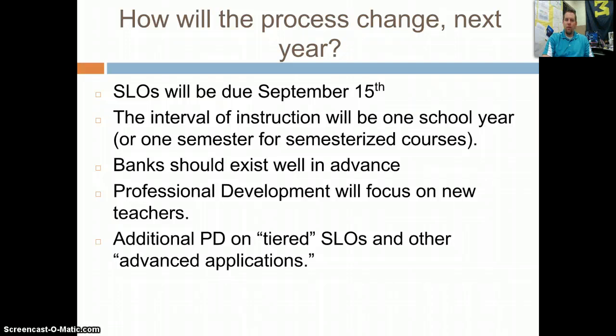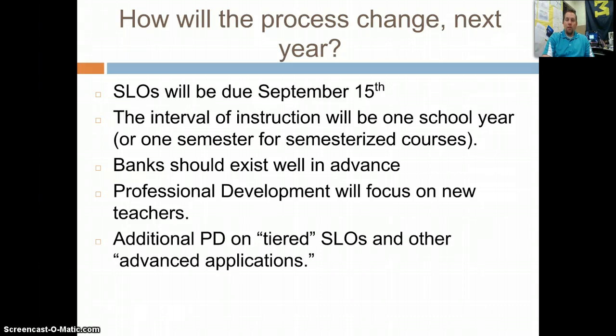Next year, things will change a little bit differently. Instead of being due December 1st, SLOs will be due September 15th. This year's kind of that transition period. Next year, they expect us to have the experience to be able to write them by the 15th. The interval of instruction will be 1 school year, so now you can do them on units. Next year, they will have to be based on the entire school year, or if you're in a semesterized course like health, it can be a semesterized goal.